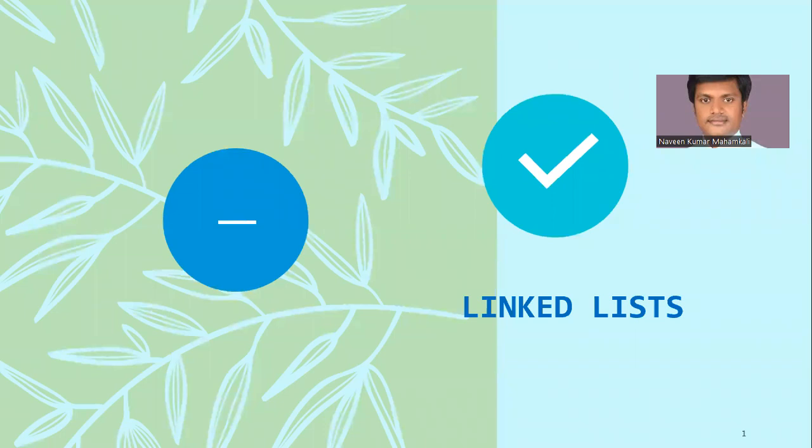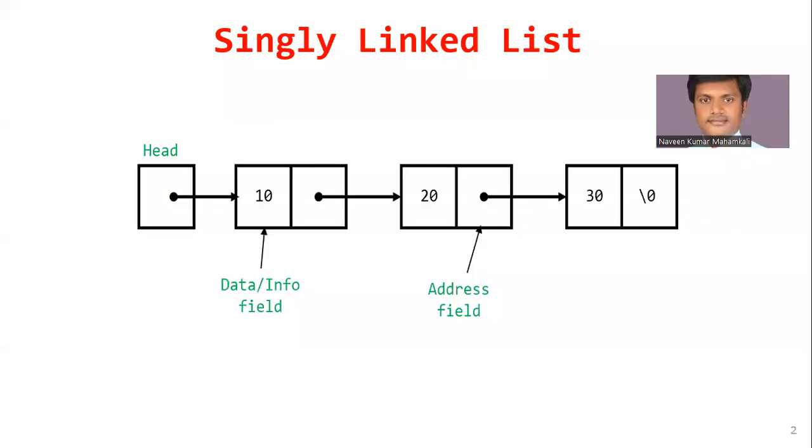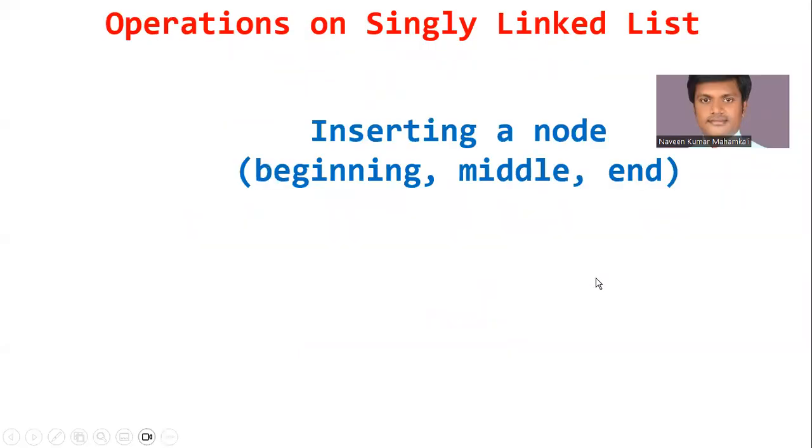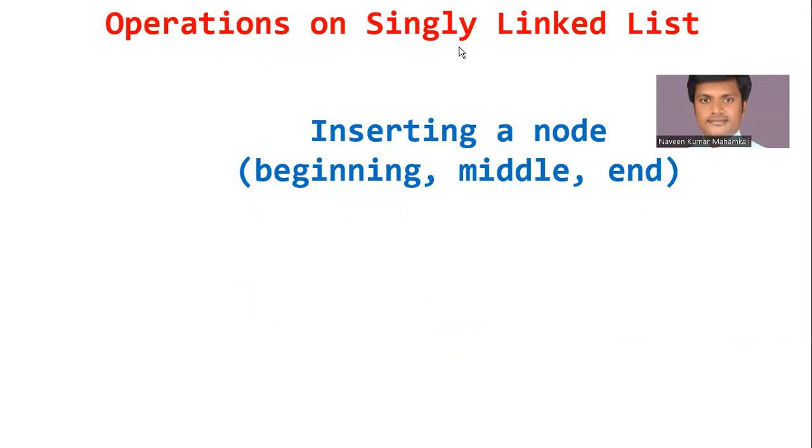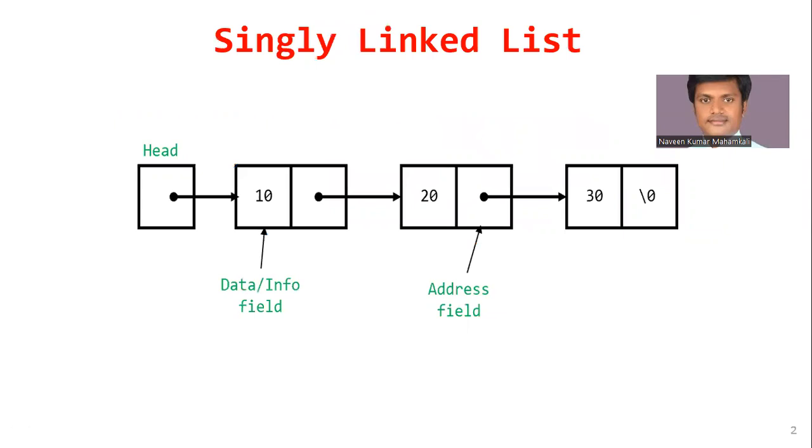Today, we will try to understand operations on a single linked list. So, recall there are three types of linked lists: singly linked list, doubly linked list, and circularly linked list. A singly linked list is a collection of nodes.